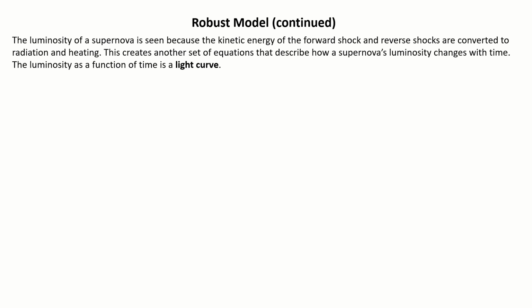Next was the luminosity, which is the brightness of a supernova. It is seen because the kinetic energy of the shockwaves is converted to radiation and heating. This creates another set of equations that describe how a supernova's luminosity changes with time. This change of luminosity as a function of time is called a supernova's light curve, and you can see this in equation 2.